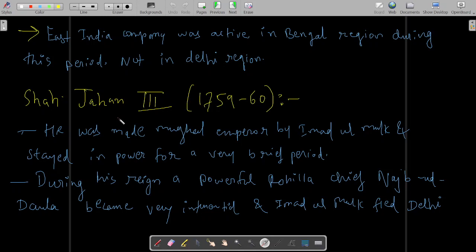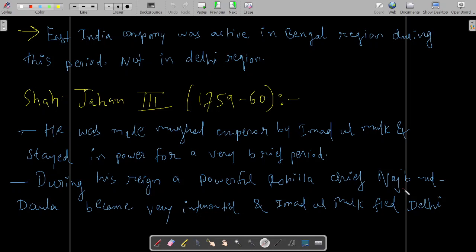For a few months he stayed in power, Shah Jahan III. During the reign of Shah Jahan III, a powerful Rohilla chief, Najibuddaula, became very influential. Imadul Mulk fled away from Delhi. Najibuddaula took over from Imadul Mulk and became very powerful. He was a Rohilla chief.